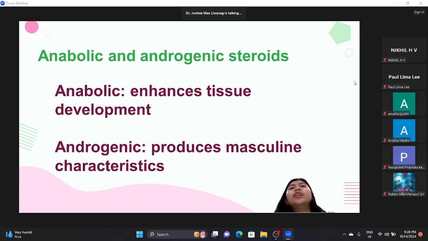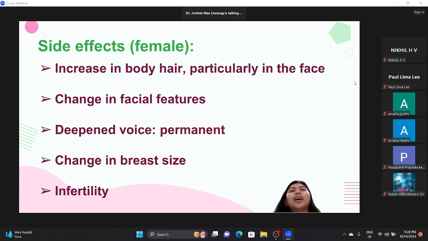Under anabolic and androgenic steroids, anabolic enhances, builds, growth. So anabolic enhances tissue development. Androgenic produces masculine characteristics. That's the difference. So what are the side effects?